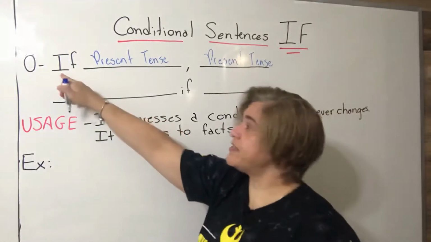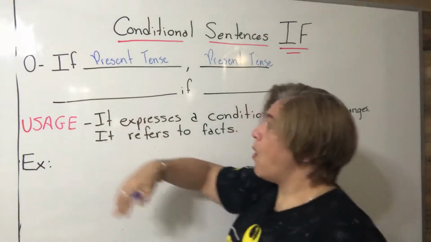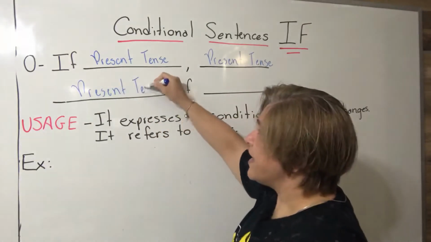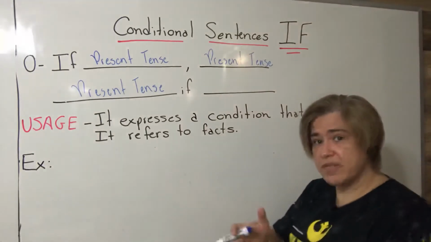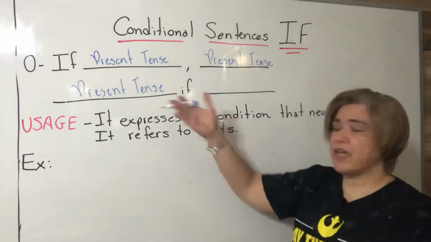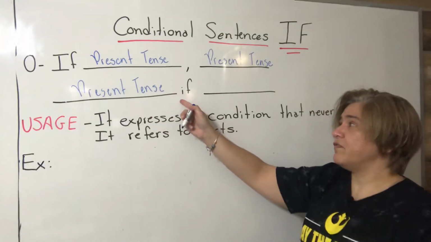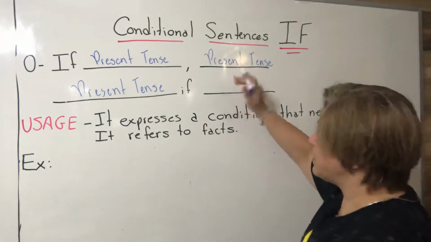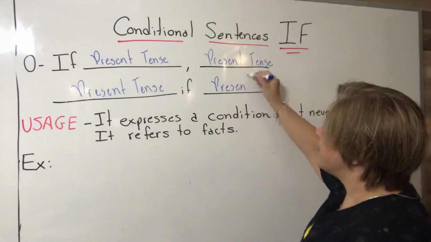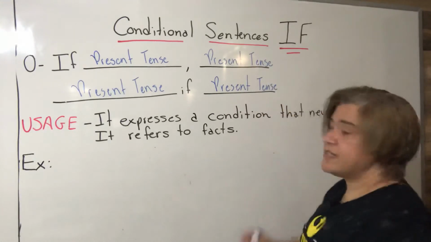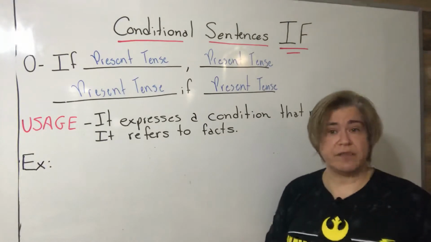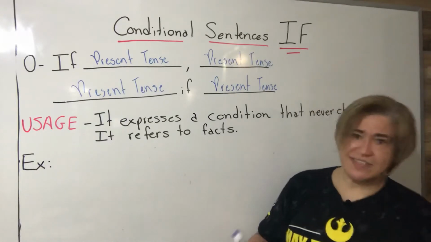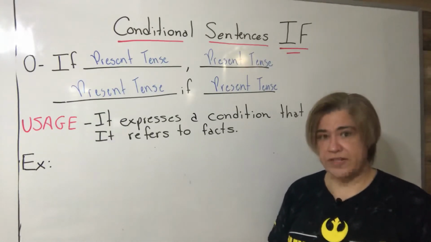I can start my sentence by if, or I can present a sentence in present tense and express my condition in the middle. But the result is the same. If you begin with if, or if you put it in the middle, the condition is expressed anyway. And of course here is going to be present tense. It is even possible to use an imperative verb.